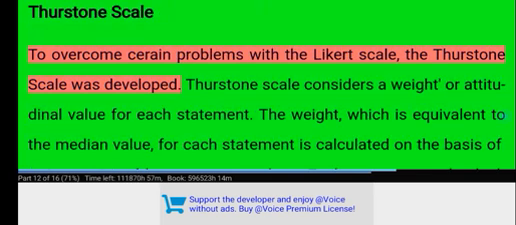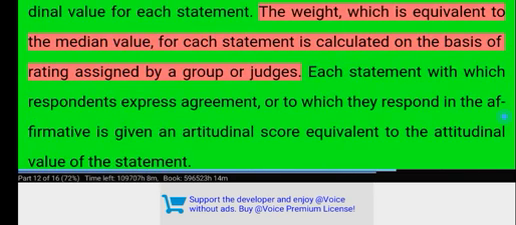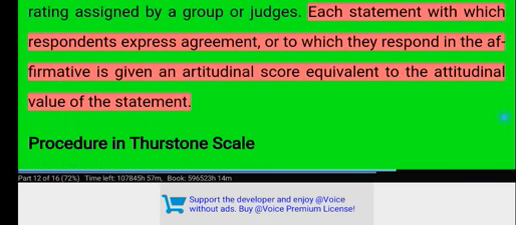Thurstone scale. To overcome certain problems with the Likert scale, the Thurstone scale was developed. Thurstone scale considers a weight, or attitudinal value, for each statement. The weight, which is equivalent to the median value, per each statement is calculated on the basis of ratings assigned by a group of judges. Each statement with which respondents express agreement, or to which they respond in the affirmative, is given an attitudinal score equivalent to the attitudinal value of the statement.